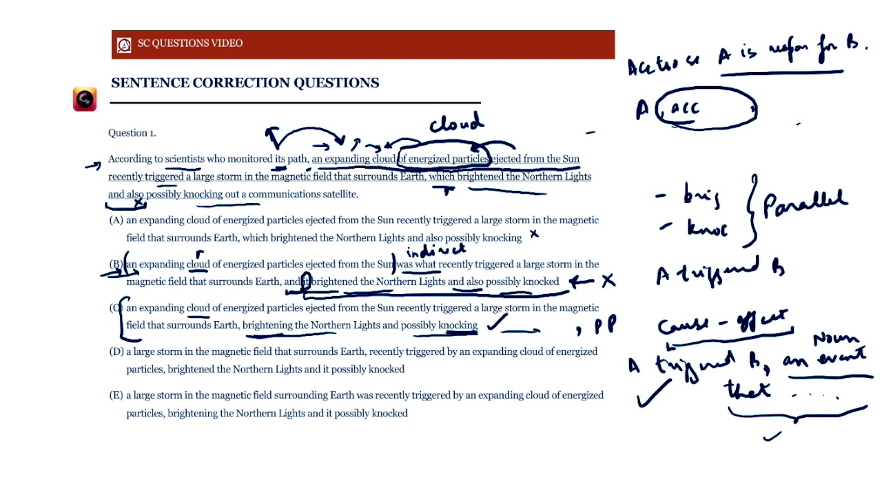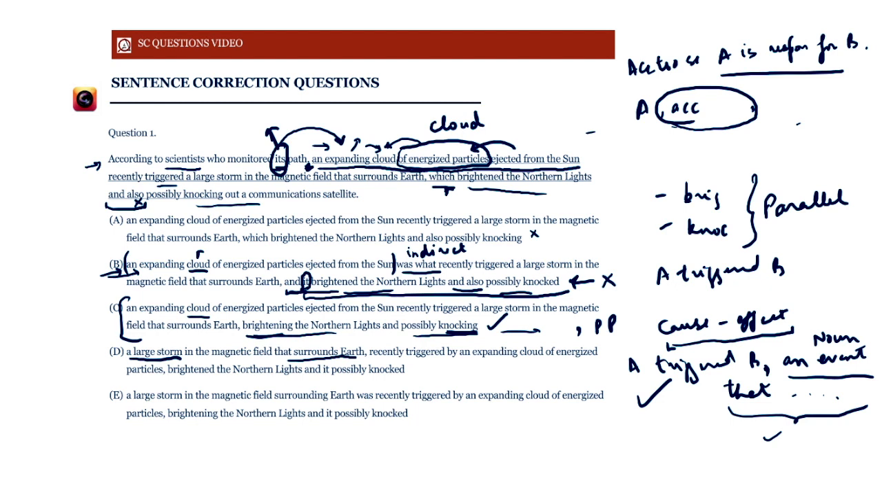Now, a large storm in the magnetic field that surrounds Earth. Now here, according to scientists who monitored its path, this it stands for a large storm, because now this is the subject of the main clause, which appears immediately after the comma over here. So according to scientists who monitored its path, a large storm in the magnetic field that surrounds Earth. So then, well, it seems that the scientists could be monitoring the path of a large storm in the magnetic field that surrounds Earth. Fine, possible.